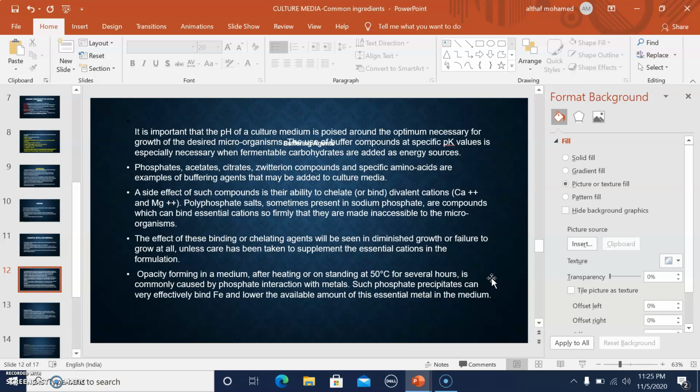So what are the different side effects of such compounds? Is their ability to chelate divalent cations. Polyphosphate salts sometimes present in some sodium salts, etc. One specificity in a medium having separate elimination. So the effect of this binding can be seen in the diminished growth or failure to grow at all.